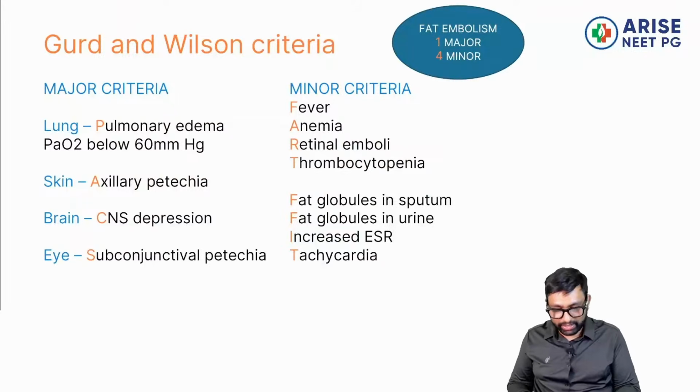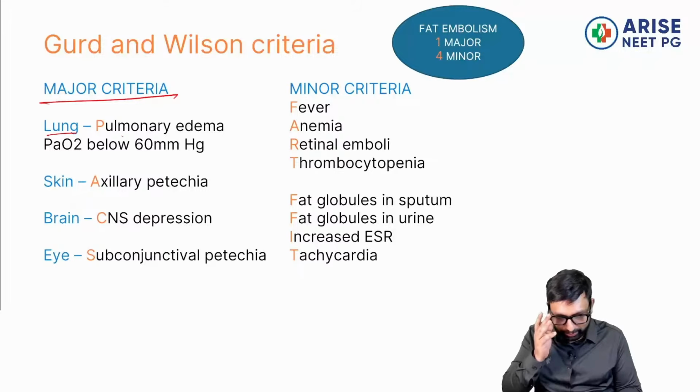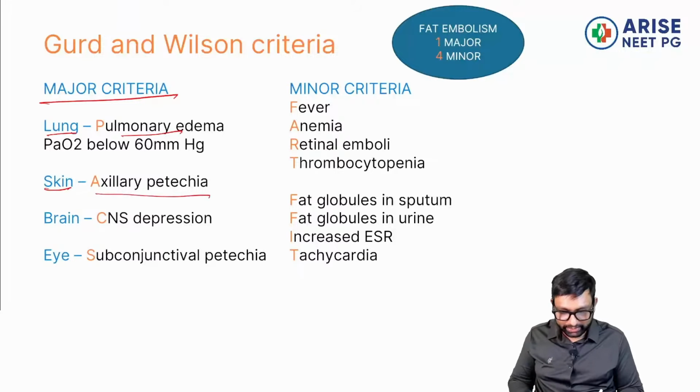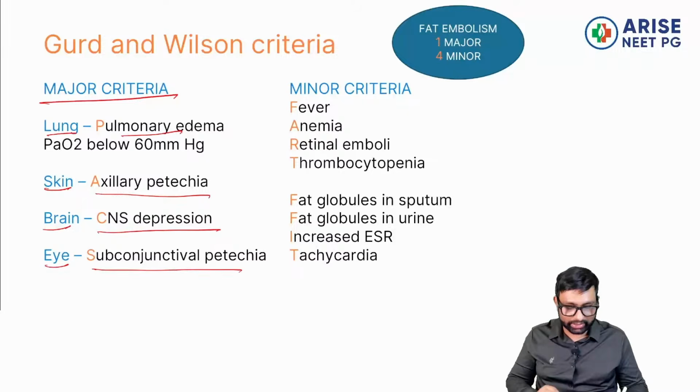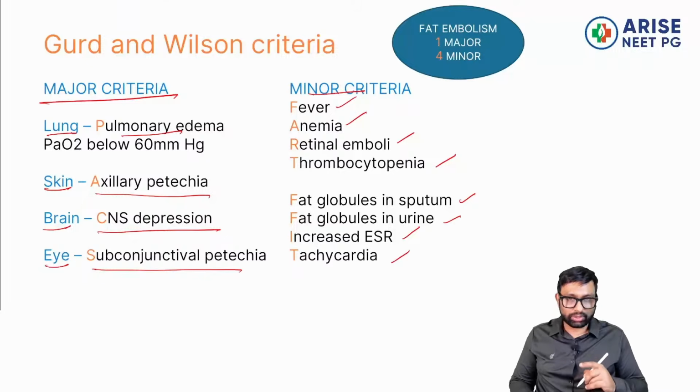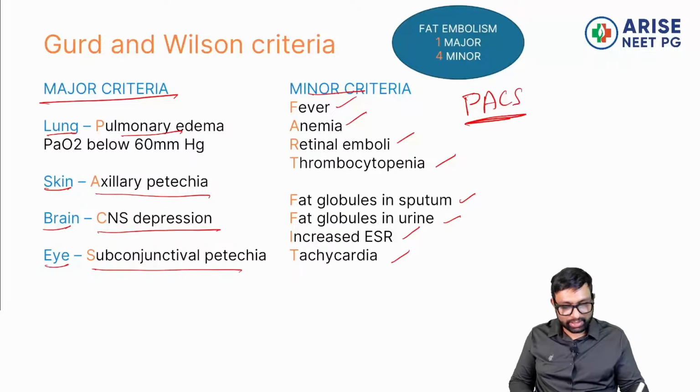So here the major criteria are: one in the lung, pulmonary edema; another in the skin, axillary petechiae; in the brain, CNS depression; in the eye, subconjunctival petechiae. These are the major criteria. Minor criteria are fever, anemia, retinal emboli, thrombocytopenia, fat globules in sputum and urine, high ESR, and tachycardia. Okay, so the way you will remember this criteria is Gurd and Wilson have PACS, P-A-C-S. This is the major criteria because they fart, F-A-R-T. This is the minor criteria. F-I-T, this is also the minor criteria.